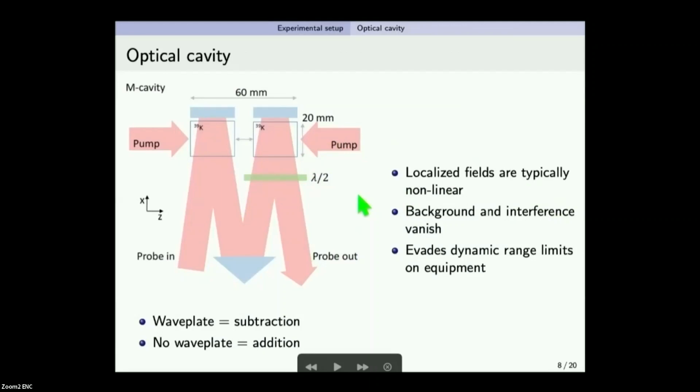So local fields would be nonlinear. From a source or a dipole, an NMR source or a dipole, they would just add together. And the neat part about this is since it's all in one channel, it evades the dynamic range limits of your equipment. So you can make a measurement without saturating your spectrometer or whatever lock-in amplifier or whatever device you want to make the measurement on.